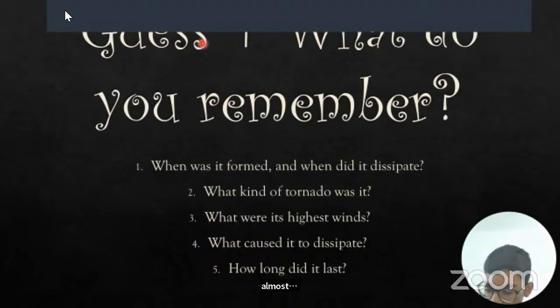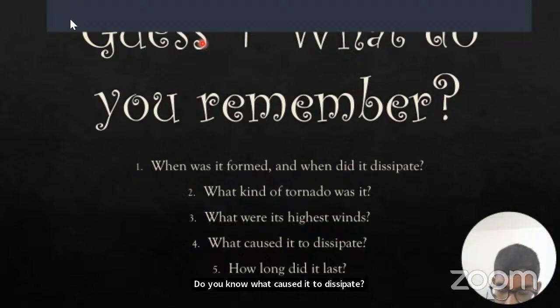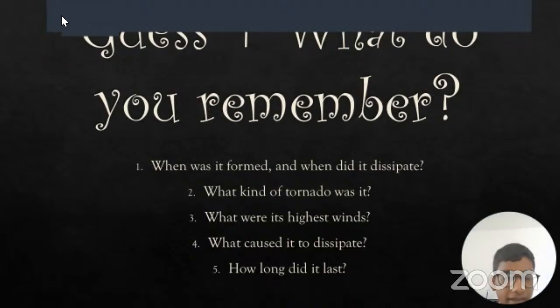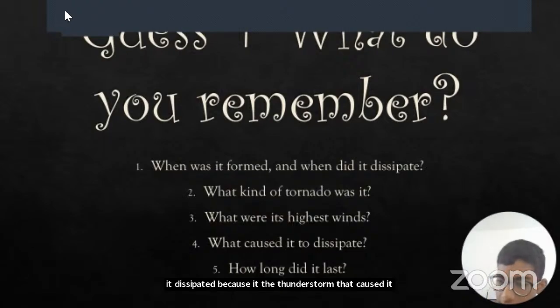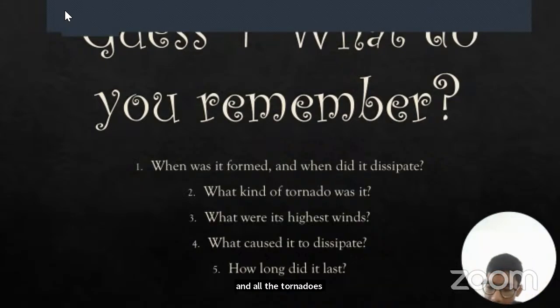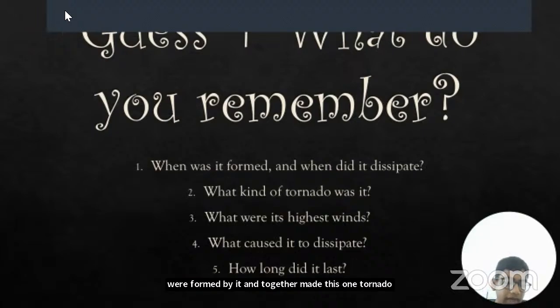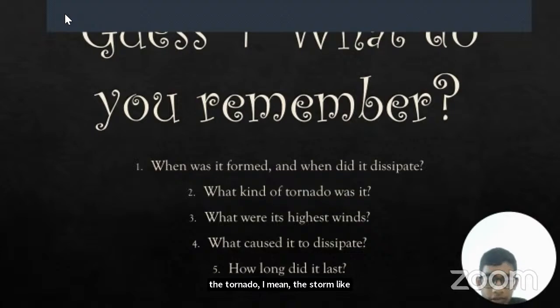Do you know what caused it to dissipate? It dissipated because the thunderstorm that caused it, and all the tornadoes that were formed by it and together made this one tornado, ended, so this also dissipated slowly. It lasted for about 2 days. Thank you.